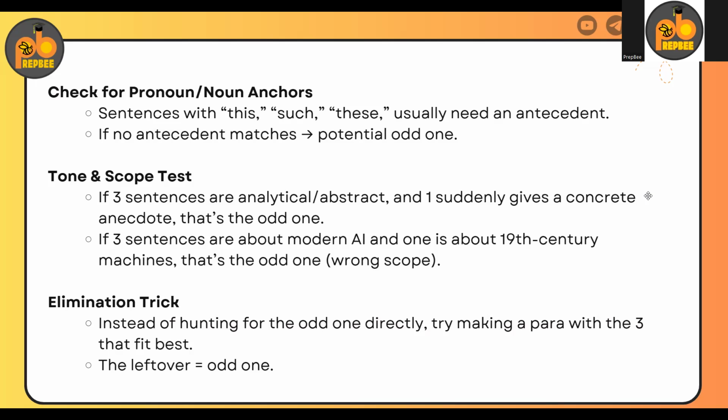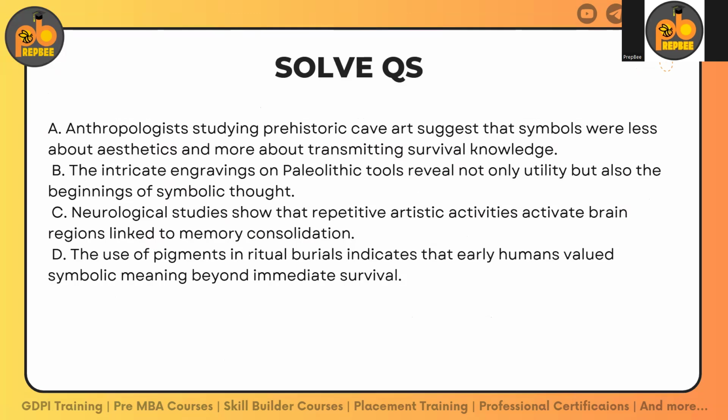So that you pick. Then there is the elimination trick, very commonly used even in RC, even in para jumbles. You have to know what point of elimination is. Instead of hunting for the right choice, you eliminate the rest. Instead of hunting for the odd one directly, try making a para with the three that best fit. The leftover one will be your odd one out. All right. So instead of choosing the right answer, just try to identify the reasons to eliminate the others. That way you can do a lot better. All right. Then let's solve the questions.